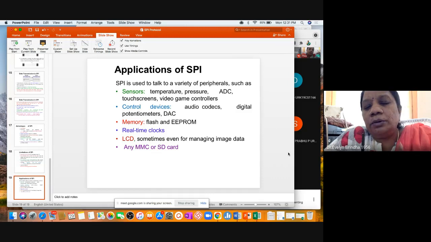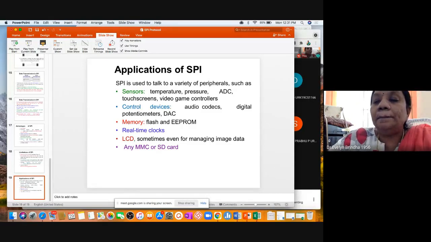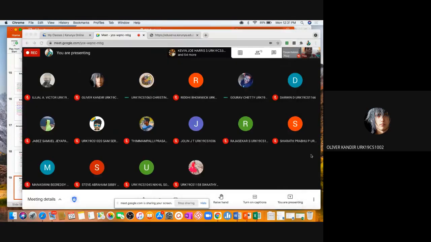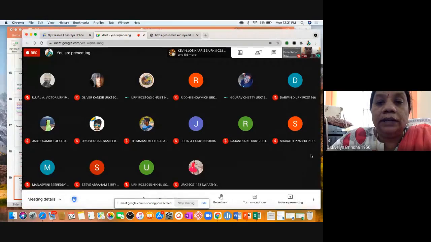And then you can have any number of slaves, but master should be only one. If there are many slave select pins, you can connect that many slaves. But if there is only one slave select pin, you can use the daisy chain method to connect more number of slaves. Then we saw advantages, disadvantages, and applications of SPI. Clear? Yes, ma'am. Any doubts? Any clarification needed?